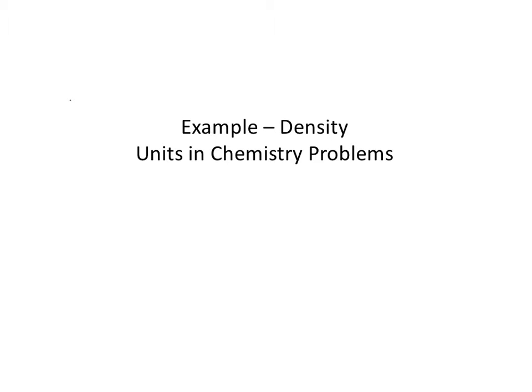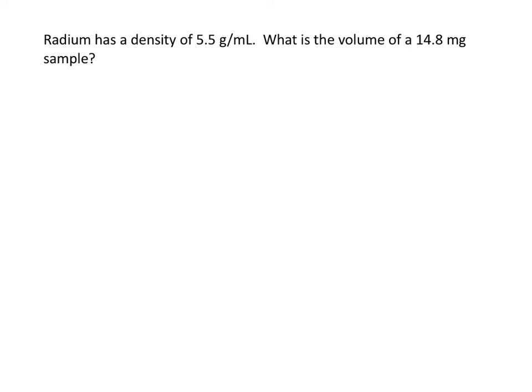So I wanted to do an example of a density problem, and I wanted to focus specifically on how I deal with units in most of the calculations that I do in Chem 1 and Chem 2. Alright, so we're told that radium has a density of 5.5 grams per milliliter. And we want to know what is the volume of a 14.8 milligram sample of radium.